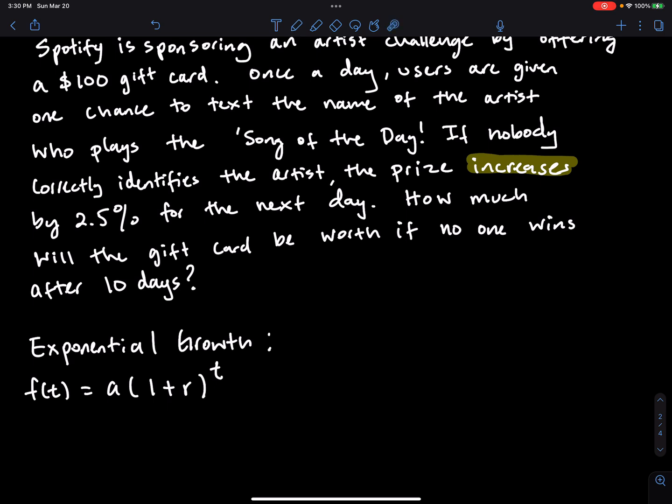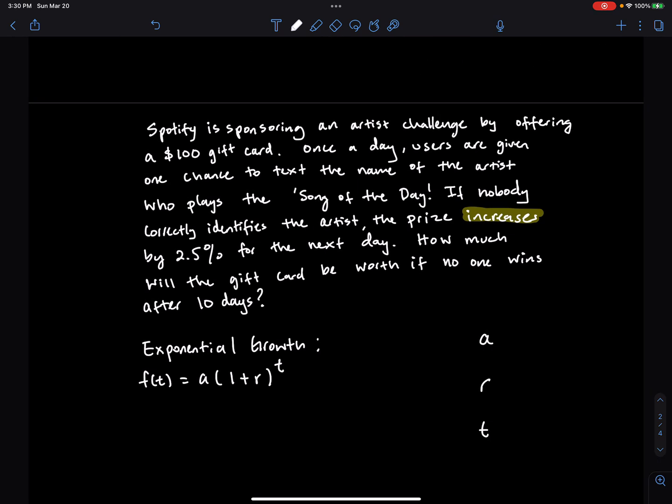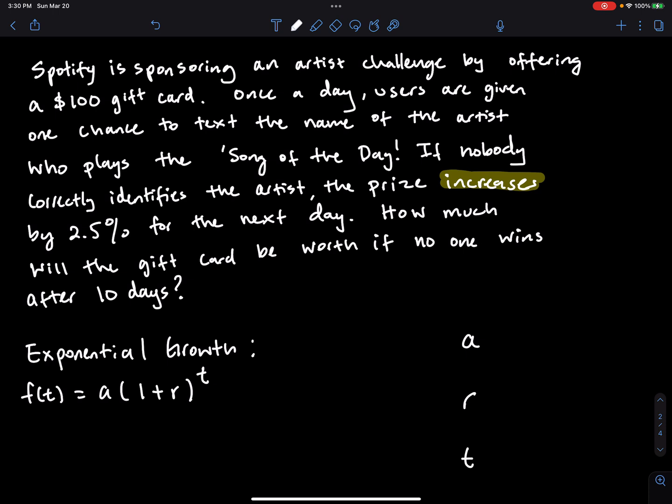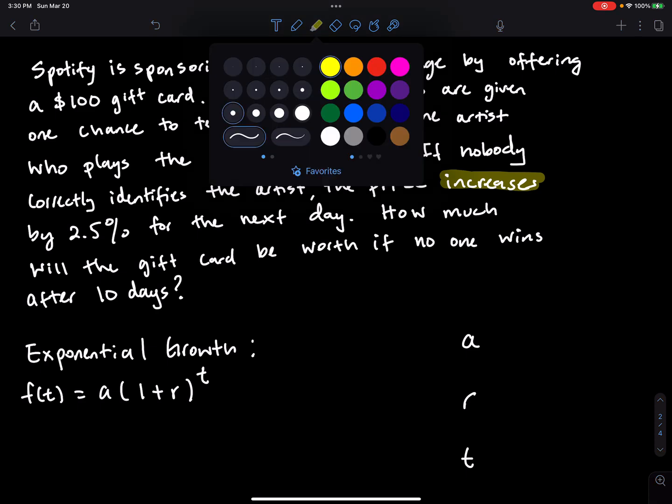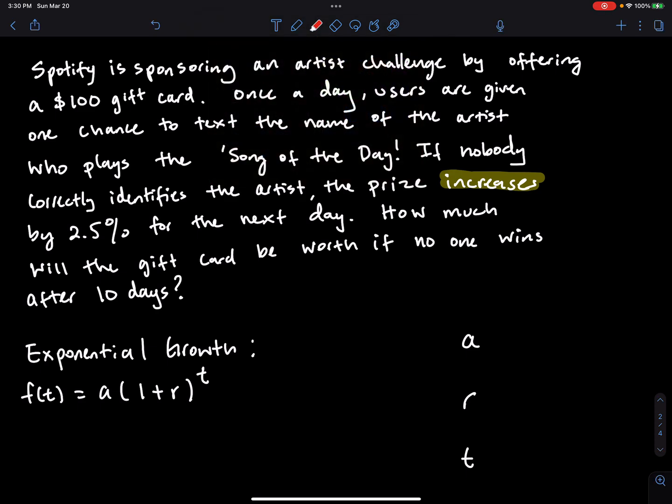So let's define what a, r, and t are. Let's figure out what a is, and then r, and then t, and then start plugging it in. So what is my a? My a, again, is my initial value. What did I start off with? It seems like my initial value is $100. I start with $100, so I'm going to put $100 over here.